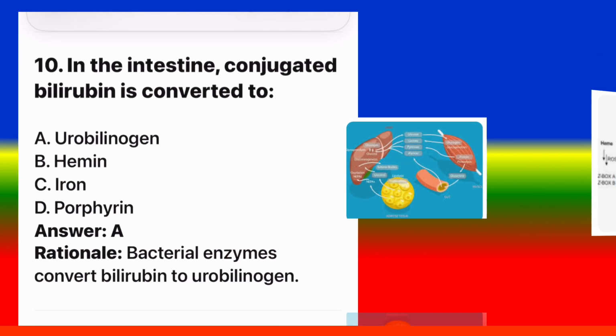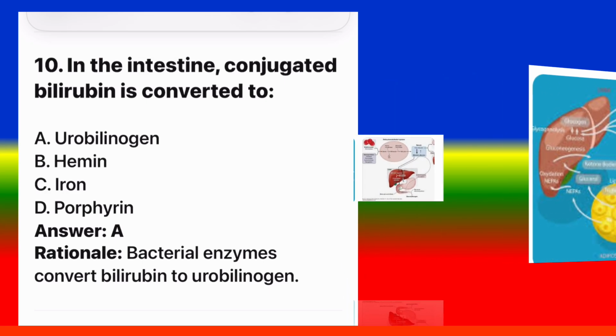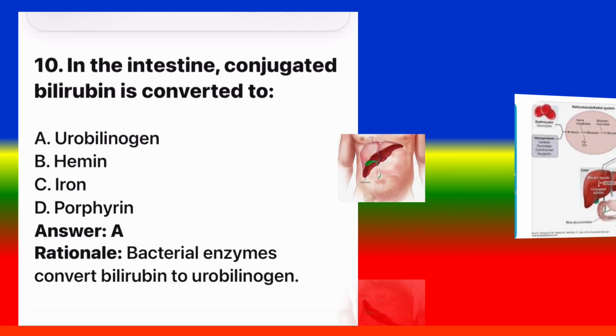10. In the intestine, conjugated bilirubin is converted to: A. Urobilinogen, B. Hemin, C. Iron, D. Porphyrin. Rationale: Bacterial enzymes convert bilirubin to urobilinogen.